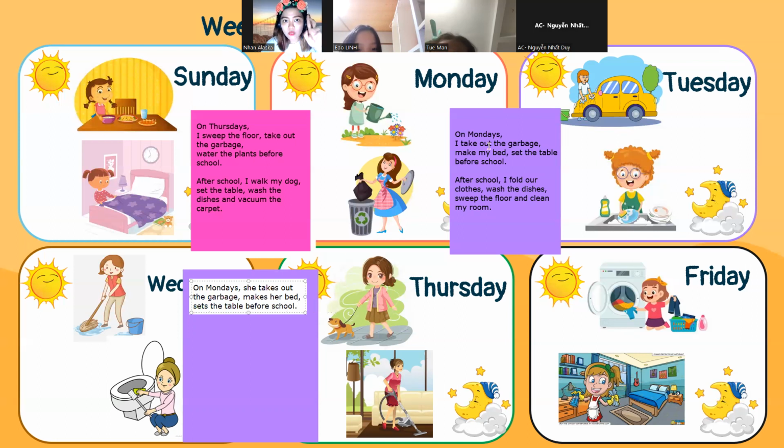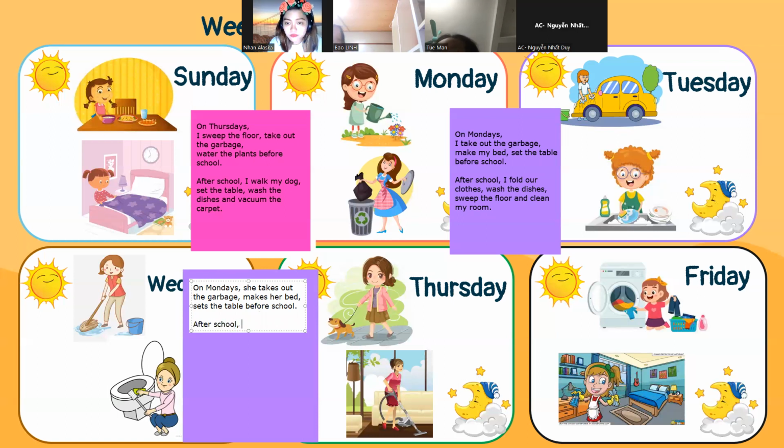Using "I", we use the base form of the verb, right? I take, I make, I set. But when you are describing somebody else, he or she, we need to add s. She takes out the garbage. She makes her bed. She sets the table. All right. And then after school, Twiman, what does she do?